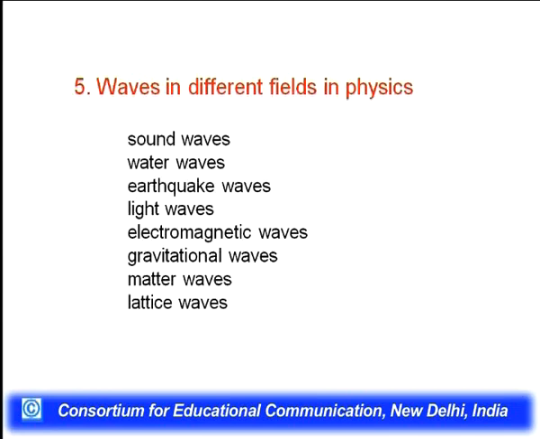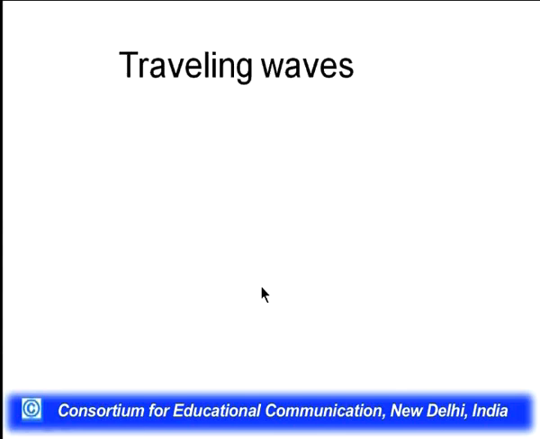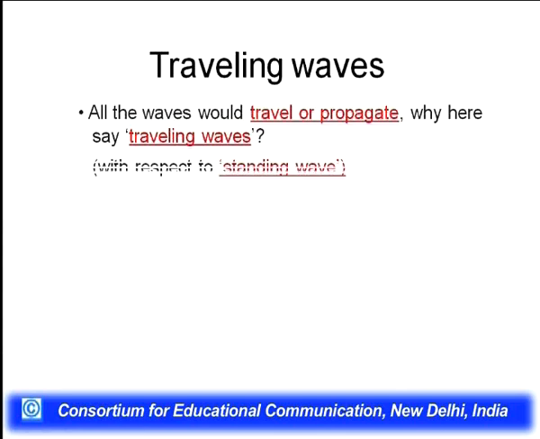Now, waves in the different fields of physics are the sound wave, water waves, earthquake waves, light waves, electromagnetic waves, which are very commonly used, gravitational waves, matter waves and lattice waves. These are the different types of waves we study in physics.